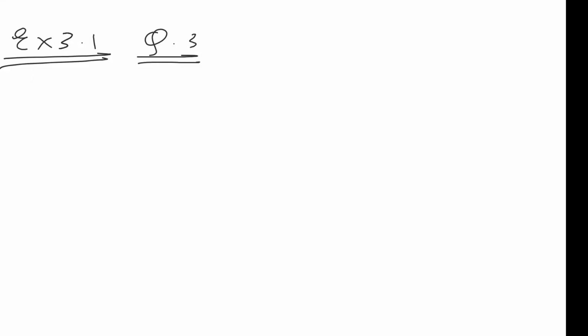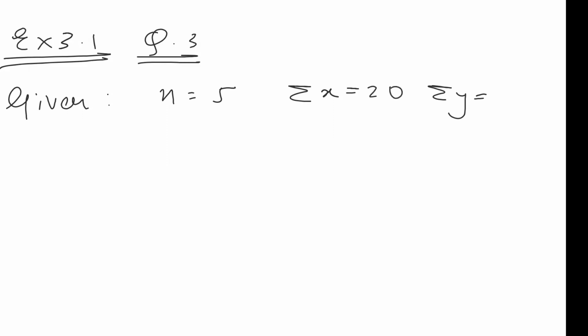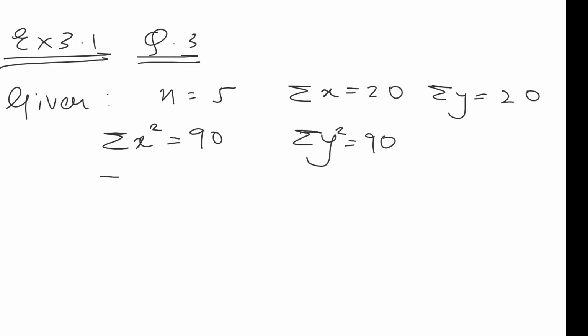Okay, so there are 5 pairs of observations. So I'll write down the given data. So n is equal to 5 pairs of observations. Summation x and summation y are already given to us. Summation x is equal to 20. Summation y is also equal to 20. Summation x square is equal to 90, summation y square is equal to 90, and summation xy is equal to 76.